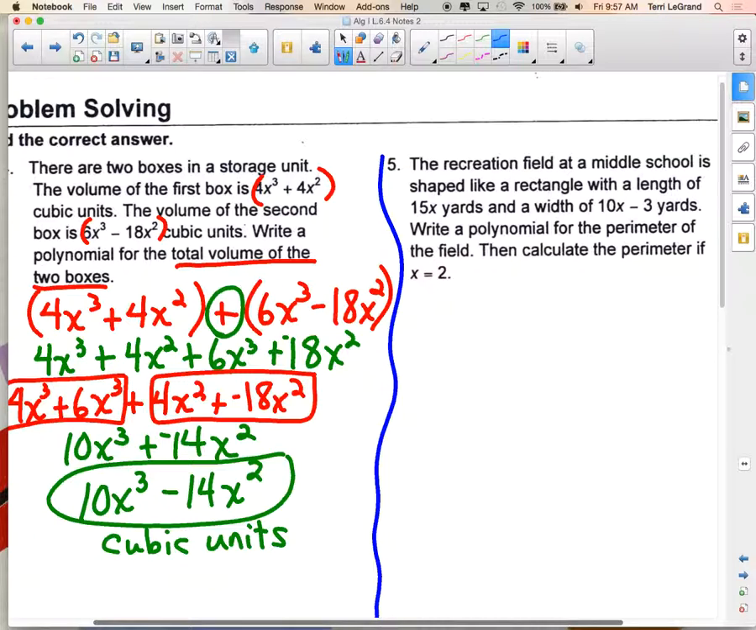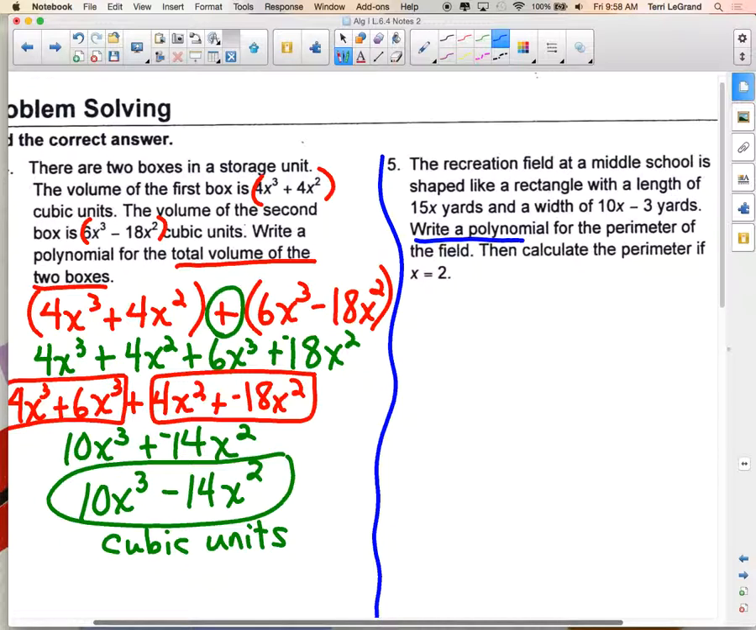Josh. The recreation field at a middle school is shaped like a rectangle, with a length of 15x yards and a width of 10x minus 3 yards. Write a polynomial for the perimeter of the field, and calculate if the perimeter is x equals 2.